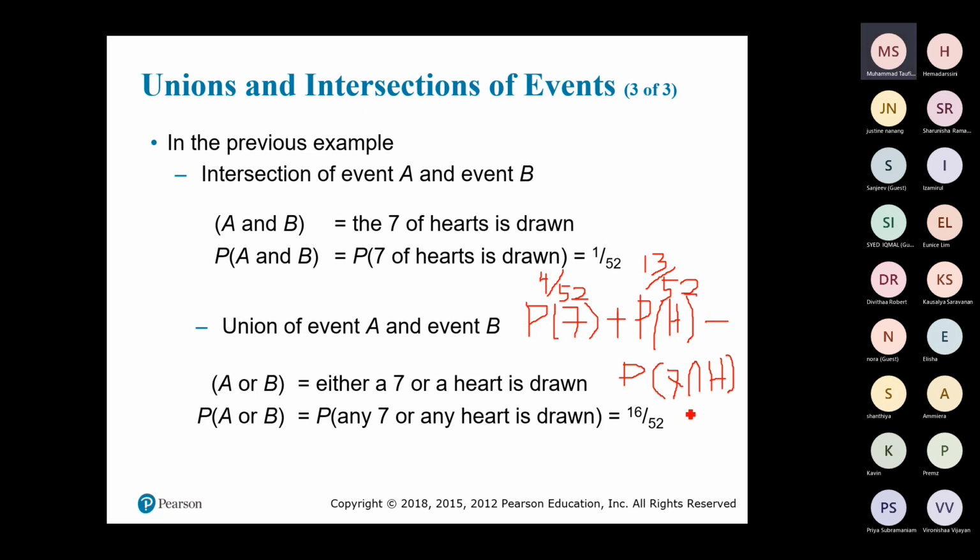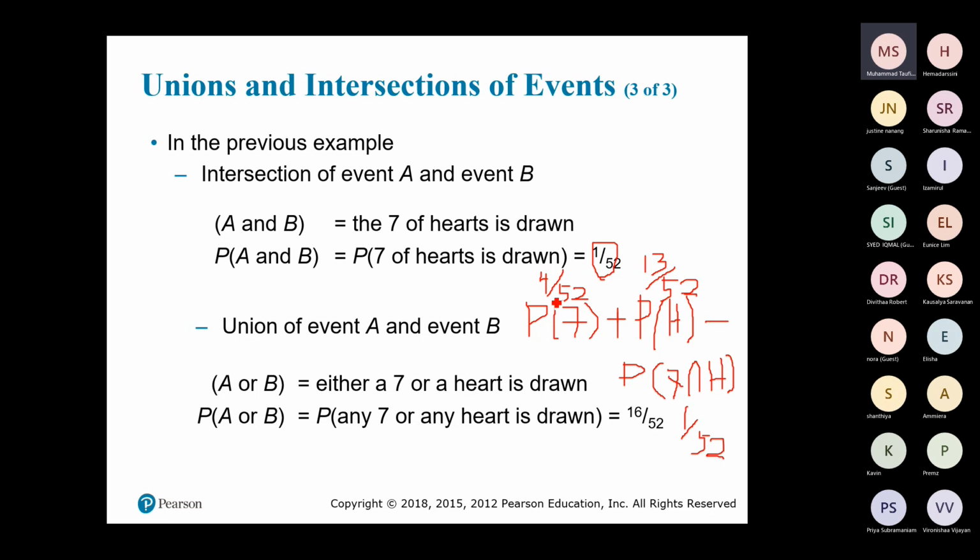Okay, and then the probability of pulling the 7 of hearts, here you can see, this one. So the probability of pulling the 7 of hearts is 1 over 52. Okay, right. So you just use this formula.